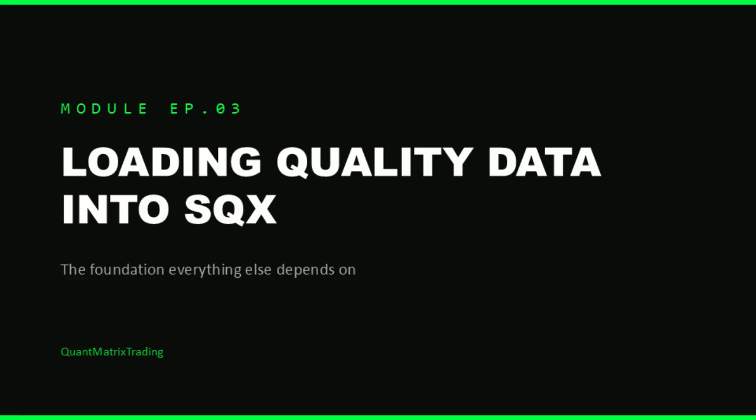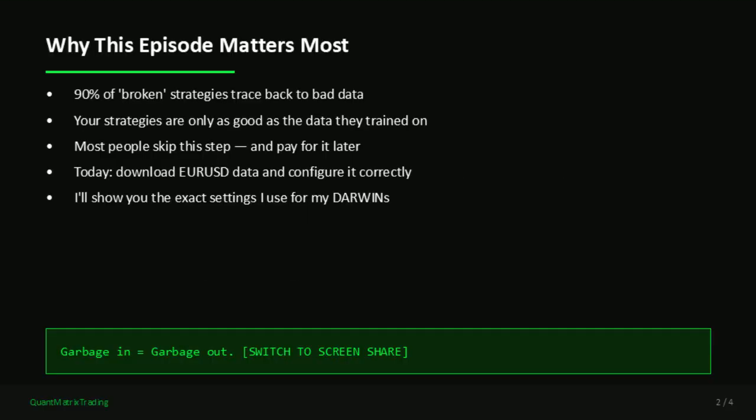Today we are going to see the third episode of this series, which is loading quality data into StrategyQuant. This is the foundation of everything. I would say that 90% of broken strategies are due to bad data. If you want to have a very good strategy, it has to be 100% correct data.